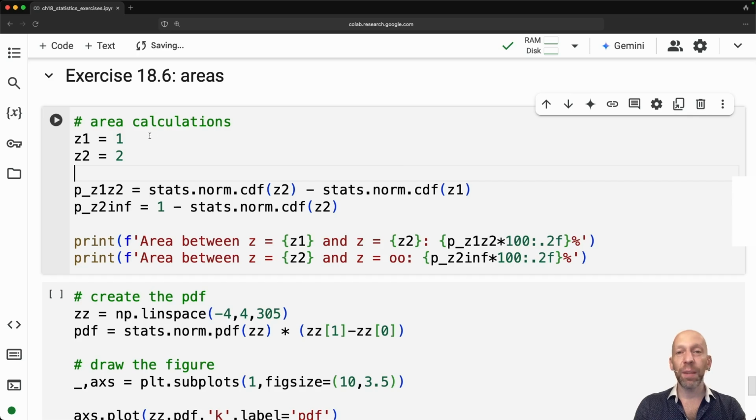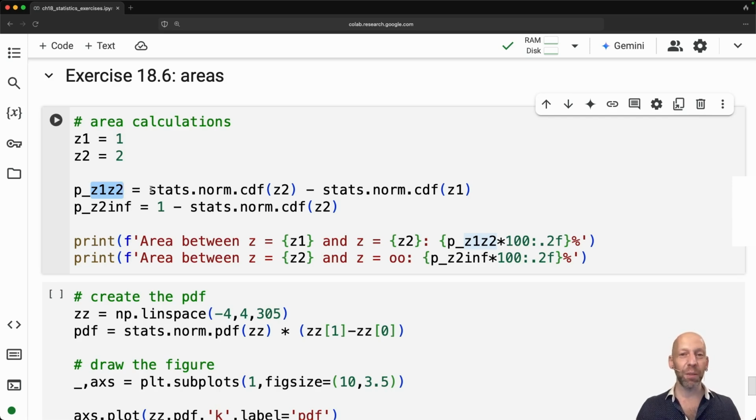Here are the two z values that we are using. Actually, there's a third one, which is infinity, which is implicitly in here. Okay, so I call this P for p-value, but it's the area under the normal distribution between z equals 1 and z equals 2. And how do we calculate that area?